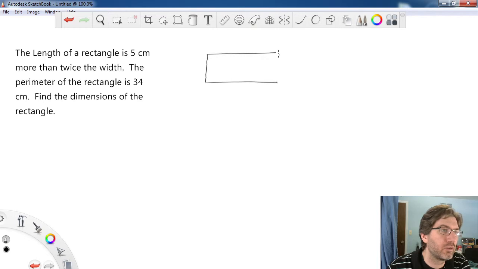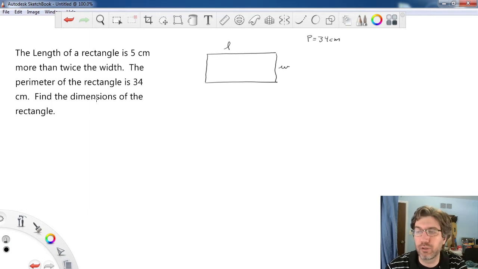Here's our rectangle. We know length goes with the longer side, so this is length. We know width goes with the shorter side, so this is width. And we have a perimeter here, so I'm going to say perimeter. The perimeter of the rectangle is 34 centimeters, and it's asking for the length and the width.